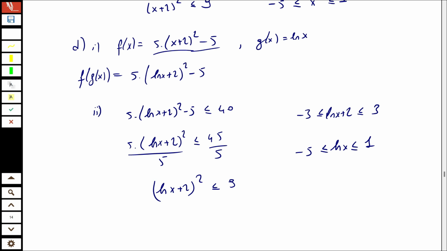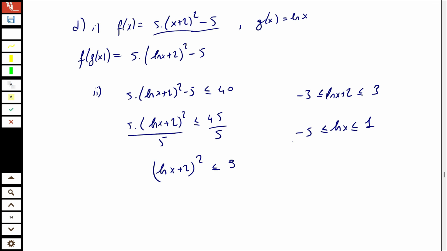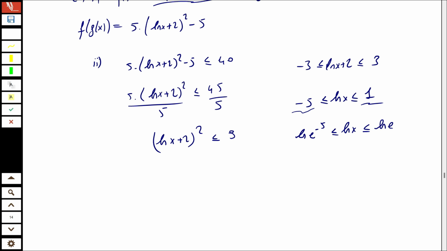So I know that we can write minus 5 in terms of the ln function, and also 1. So what is this? It will be ln e to the power of minus 5, because I know that the base of ln is e, so it will be less than or equal to ln e. In this case, I can say that x is less than or equal to e, because I'm just now making a comparison between the insides of the function. So x is greater than or equal to e to the power of minus 5.